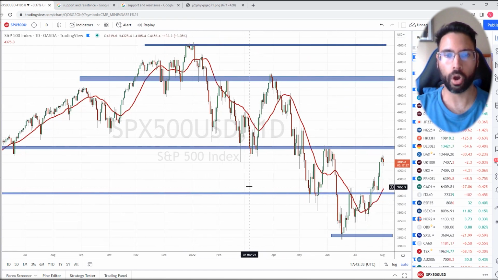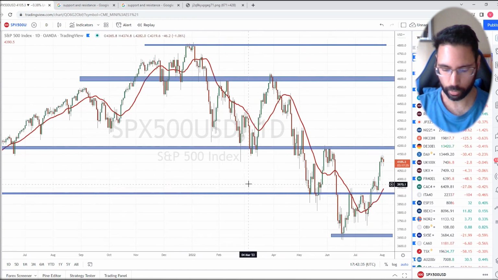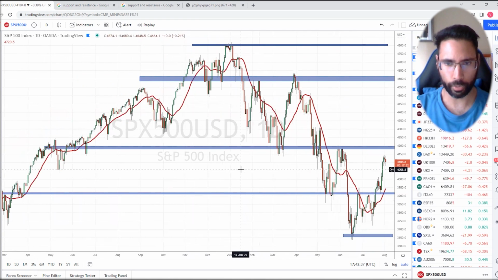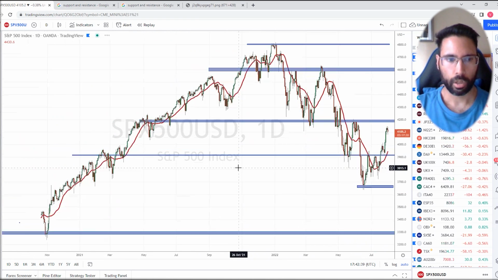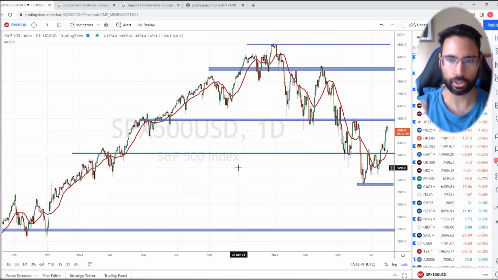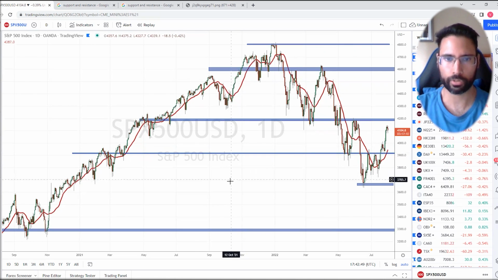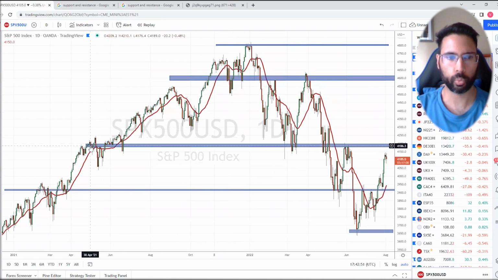Another thing for drawing support and resistance levels, which I think is very, very important, is look for multiple touches. And again, in the next video, I'm going to share with you guys a secret that I use to get really, really good at support and resistance levels. But you want to see areas which have multiple touches. I like to look at 3 or more touches.